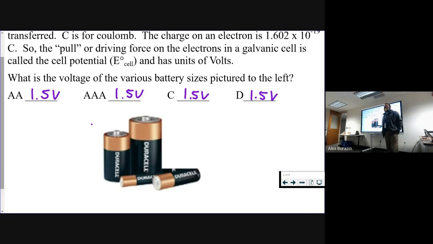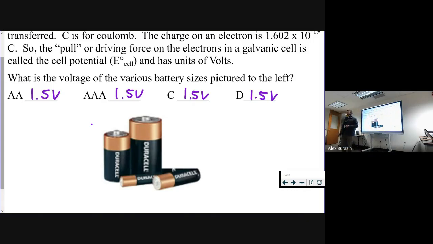So again, why are there different sizes if they're all going to provide the exact same amount of voltage? Well, bigger battery, more chemicals on the inside, it'll last longer. So you can totally rig up your TV remote with a D battery.